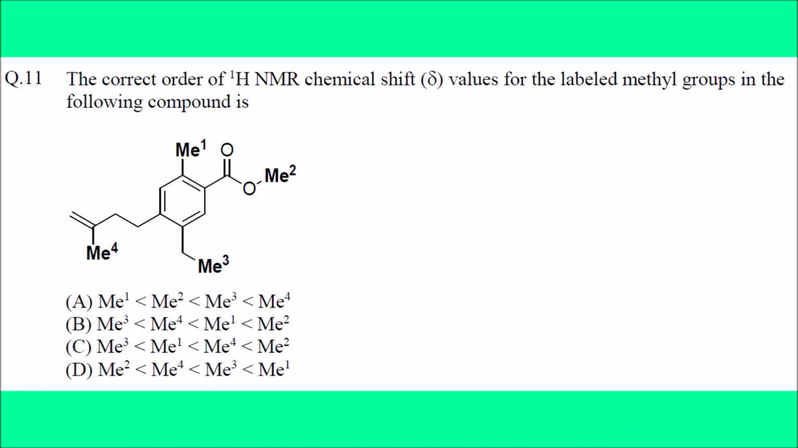Just by looking at this structure, the most electronegative atom is the oxygen. So the methyl group that is attached to oxygen will have the maximum value of chemical shift, or it will be most de-shielded, because it does not have any electron density around it, as the oxygen is withdrawing electron density via the -I inductive effect. So it will experience the maximum external magnetic field, and it will have the maximum value of the chemical shift. So Me2 will be maximum, and we have to arrange in increasing order.